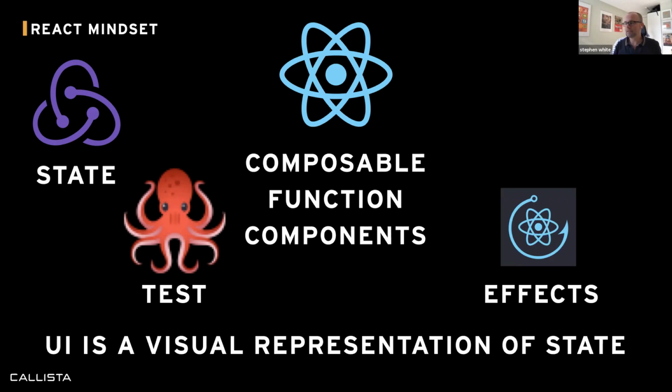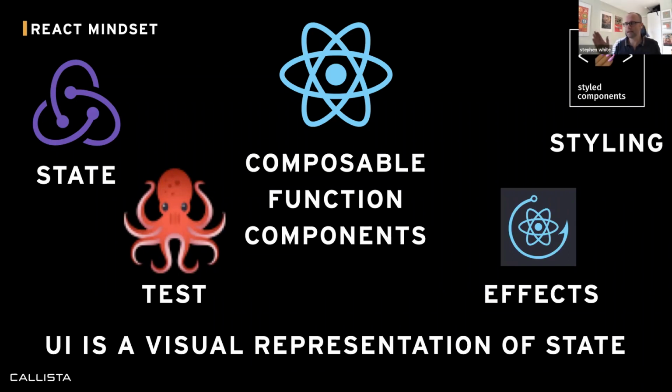And in Compose, we have a comparable amount of hooks or effects that we can use. And then also styling, so styled components. So when I approach React, this is what's in my mind. This is what comes up: composable functions, state, test, effects, and styling. And this is something that we can take directly into Compose.